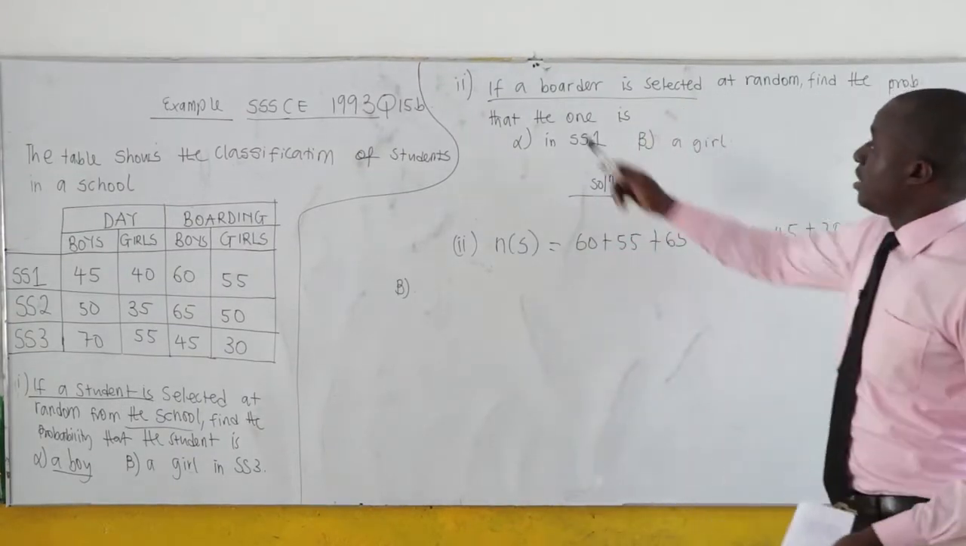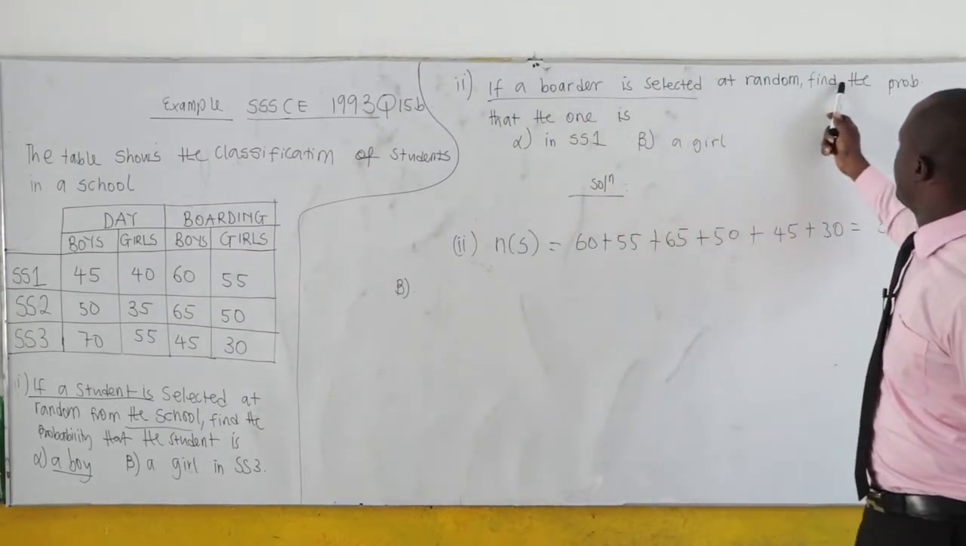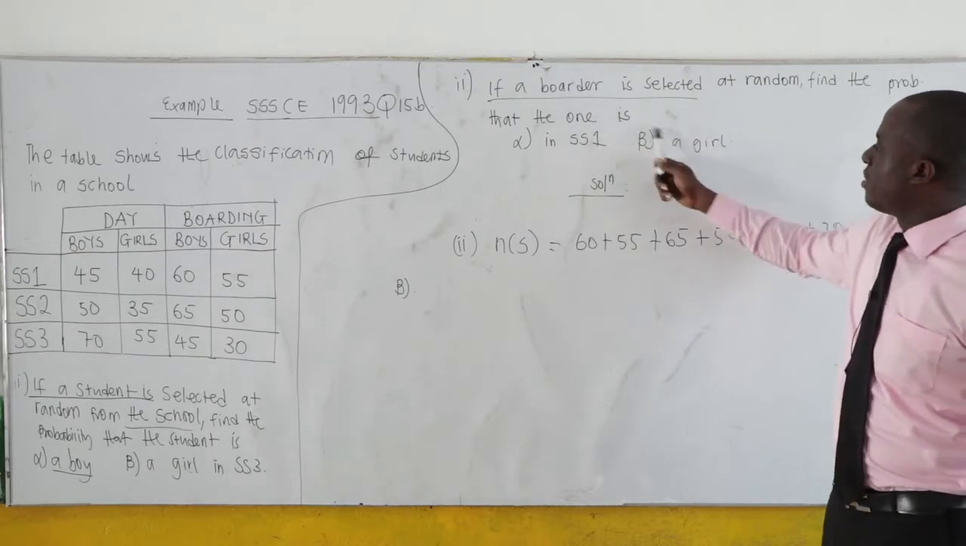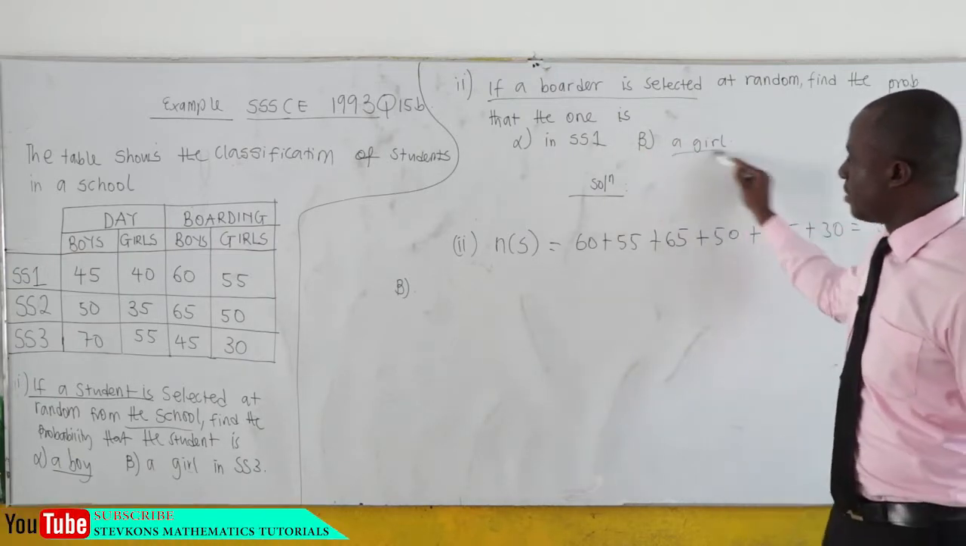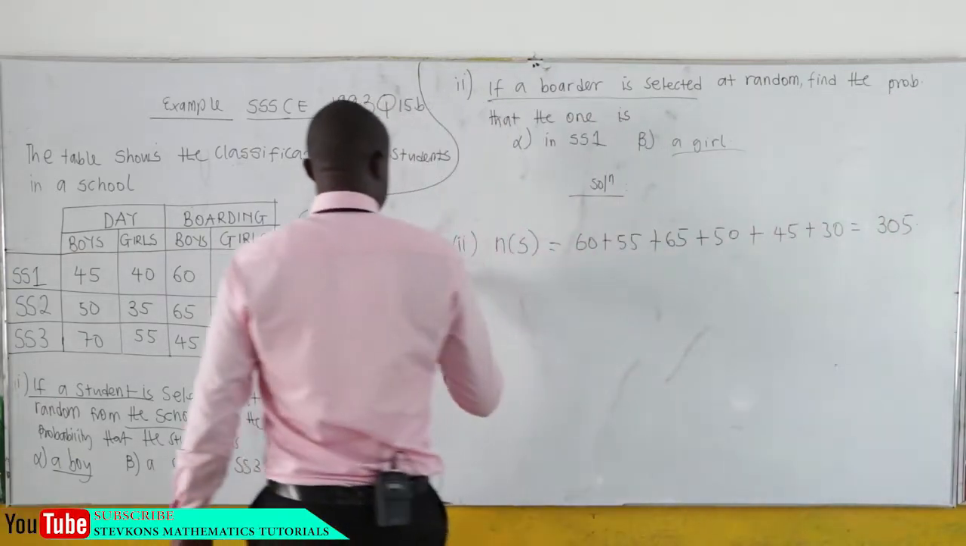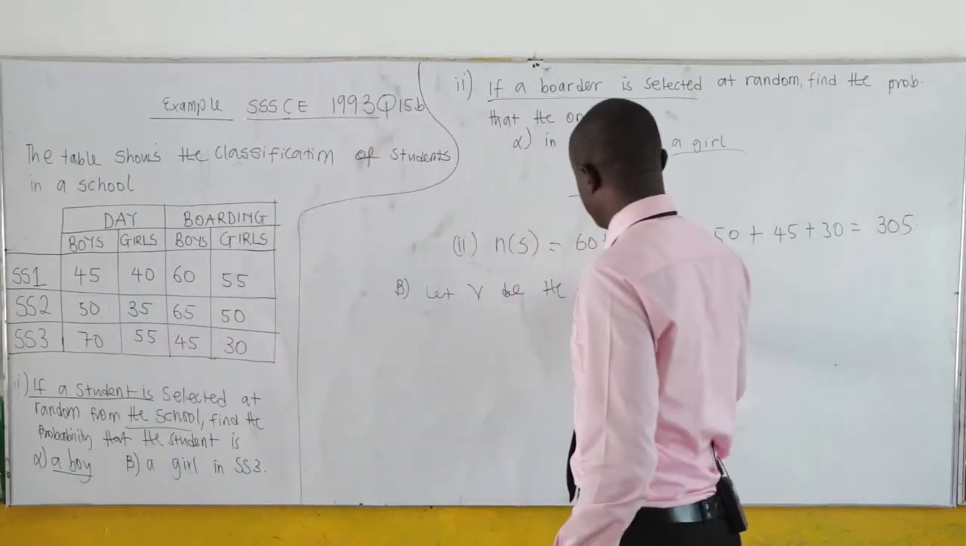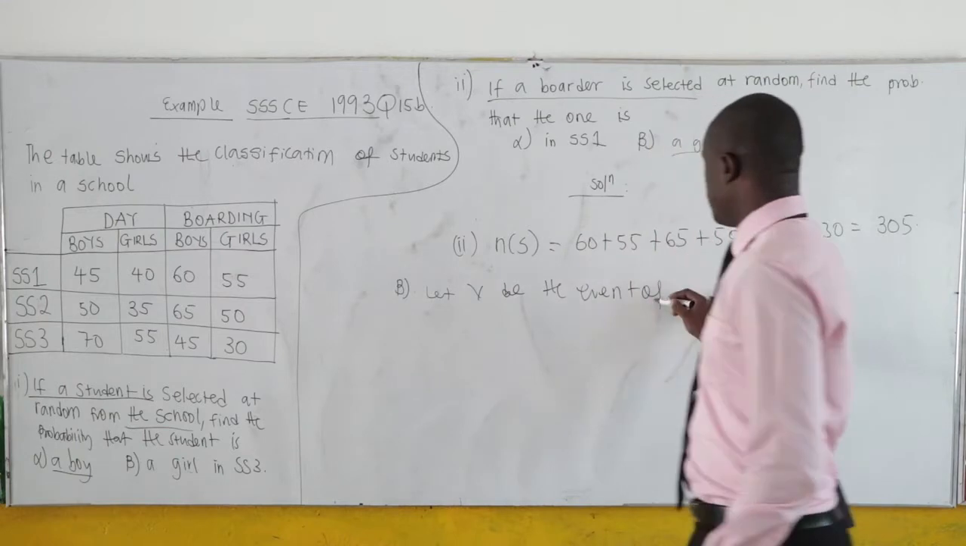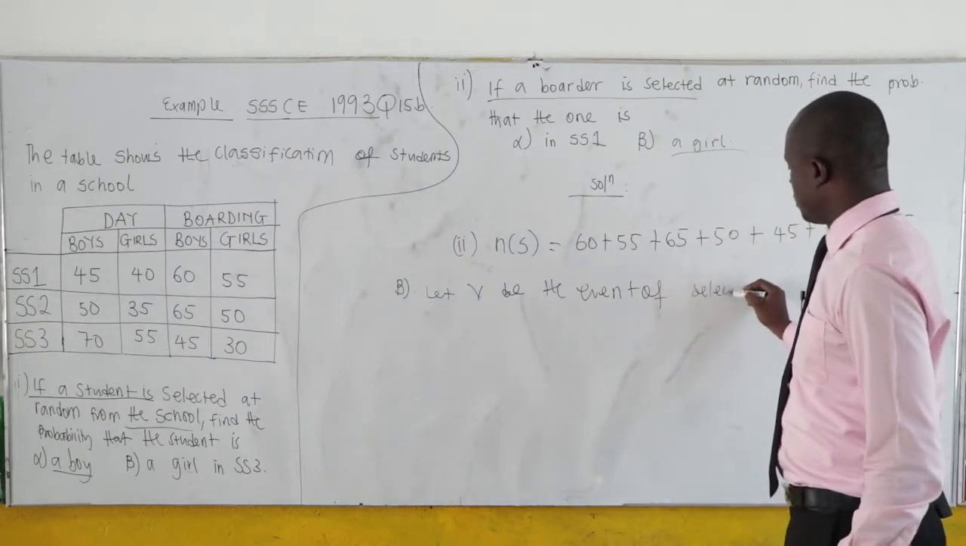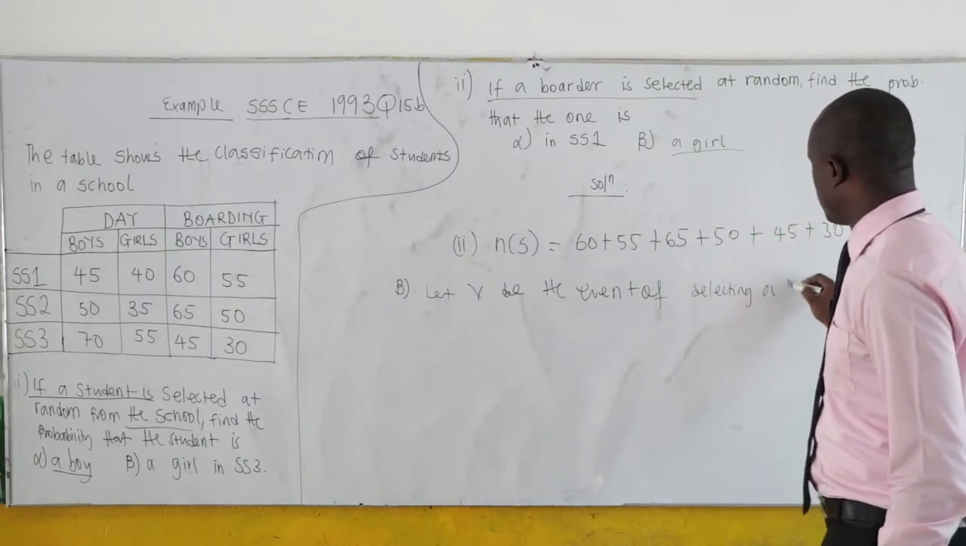It says that if a boarder is selected at random, find the probability that the one is a girl. So here we can say that let V be the event of selecting a boarder girl.